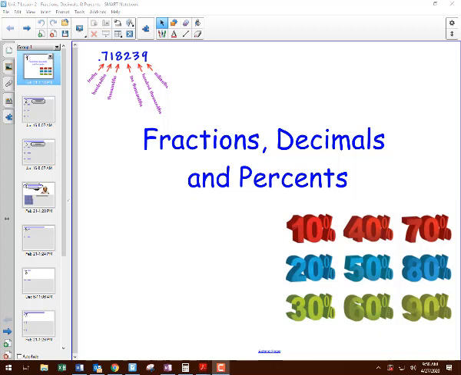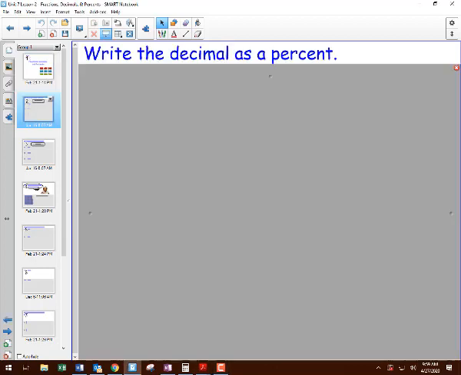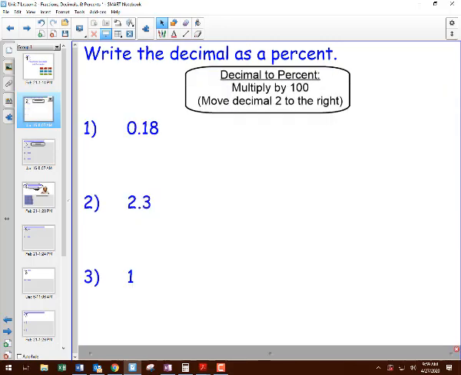Okay, pre-algebra class, we're going to continue on with fractions, decimals, percents, moving right into this stuff. So it should be somewhat review here. A little bit of background knowledge is going to come into play. We're going to write the decimals as a percent on this one. Remember, percents are always out of 100. Use the little cheat box up there where it says multiply by 100.